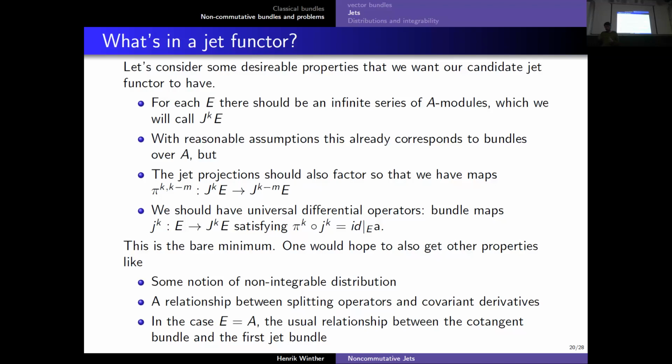And in one particular case where E is A, so you're just thinking about the bundle of smooth functions acting on itself, there are some further relationships, like the first jet bundle is related to the cotangent bundle, and we would like to recover these things as well. Cotangent bundle in the non-commutative sense is just going to be the one graded piece of the smooth calculus for us.